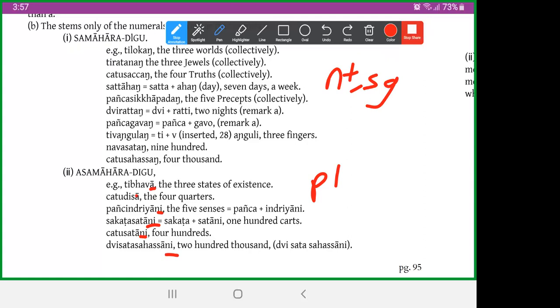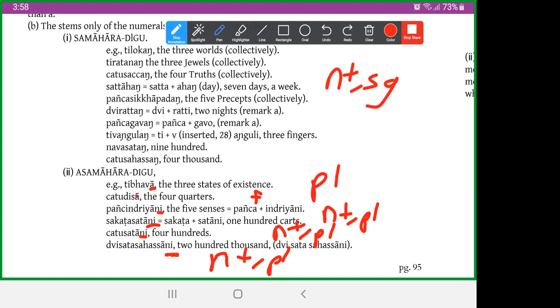Okay, and the gender is also different. So pancindriyani, all right, we look at the easier one. Which gender? Ni is which gender? Neuter. Yeah, so now you can see here neuter, plural. How about chatu satani, which gender? Neuter also, and it's plural here. So you can see it has already changed. Tibhava should be masculine. Chatu disa, I think, is feminine.